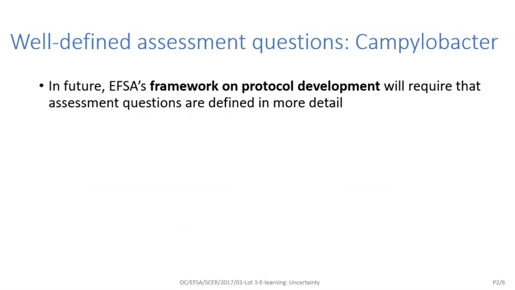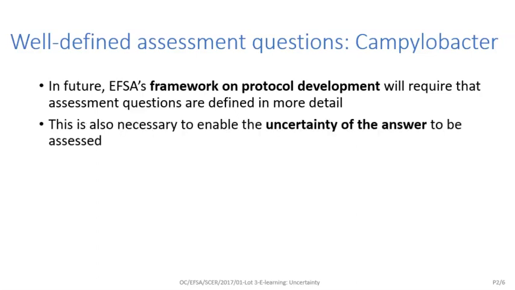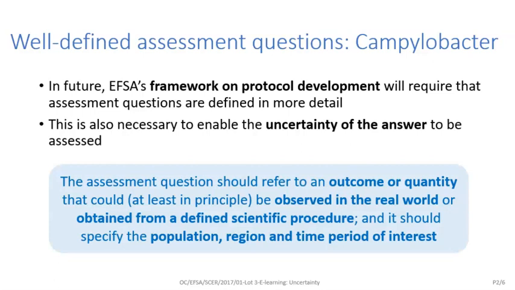In future, EFSA's framework on protocol development will require that assessment questions are defined in more detail. This is also necessary to enable the uncertainty of the answer to be assessed. EFSA's guidance on uncertainty analysis gives specific instructions for this. It says the assessment question should refer to an outcome or quantity that could, at least in principle, be observed in the real world or obtained from a defined scientific procedure, and it should specify the population, region, and time period of interest.